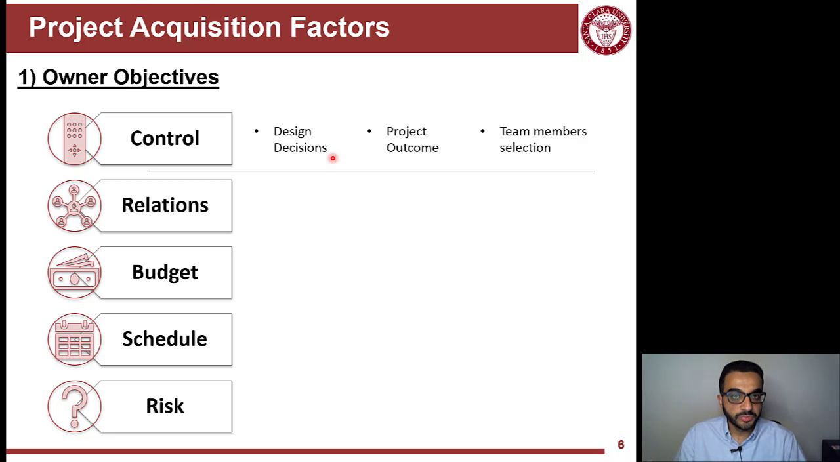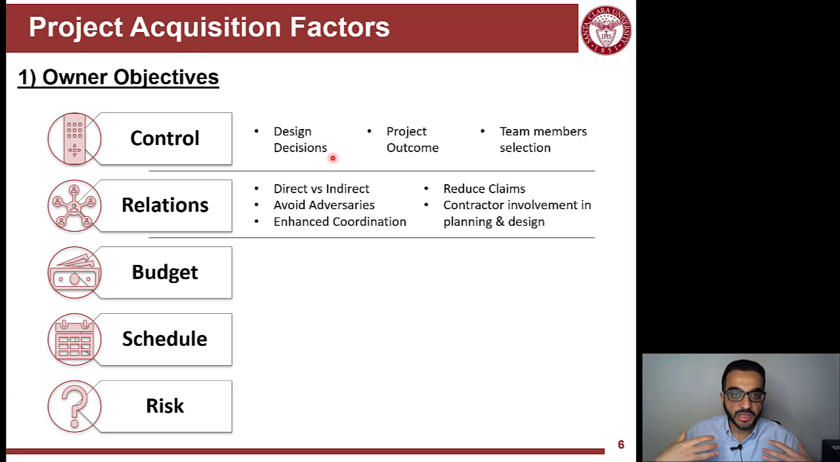The other thing is the relationship: how I want the relationships between me and the team participants, and also among the team members themselves, to be. Of course, no one wants adversaries, but at the same time, I need accountability. So I have to balance that. Do I like to be directly involved with everyone in the project team, consultants, sub-consultants, subcontractors, suppliers? Of course, the owner doesn't have the capacity to deal with every one of these. So typically you want to limit your direct interactions to the key participants, architects, engineers, and contractors, and have some indirect relationship with others through these key participants.